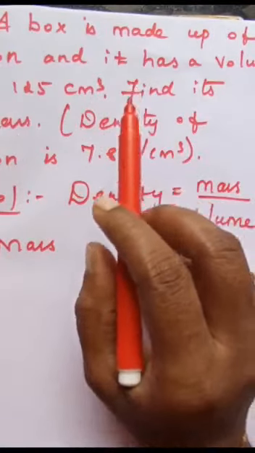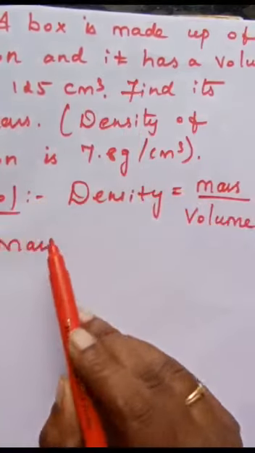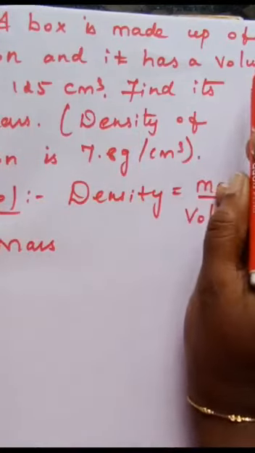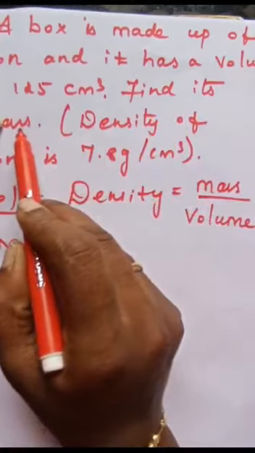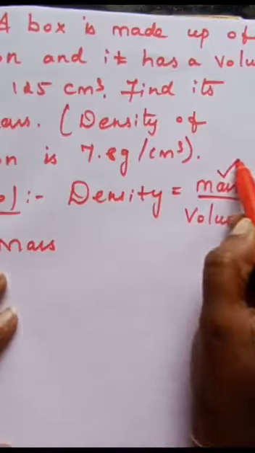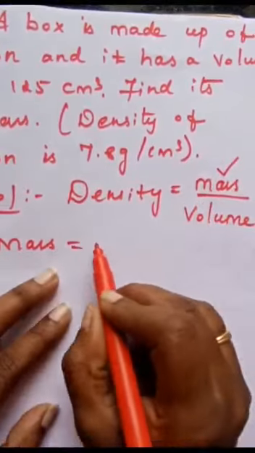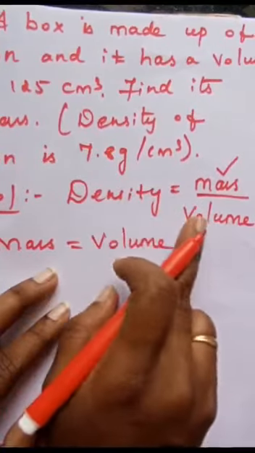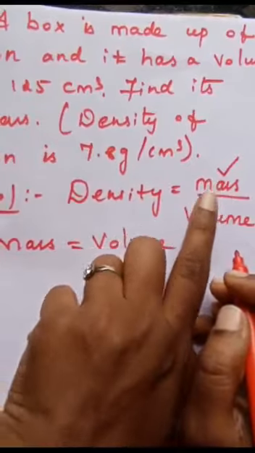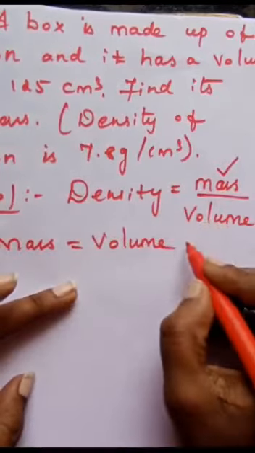When we have to find mass from this formula, in the triangle method I have told you, if in the question volume has been given, you are supposed to find the mass, and density has been given, how can we change the formula? We are supposed to find mass, so the formula will change like this: mass is equal to volume into density.